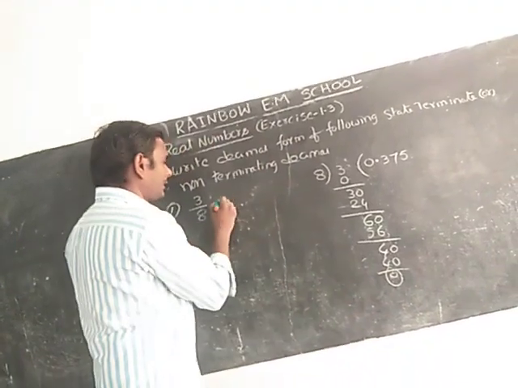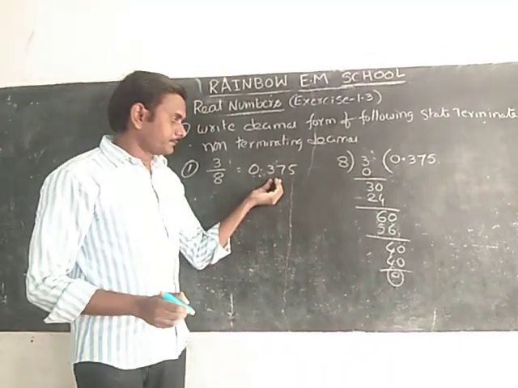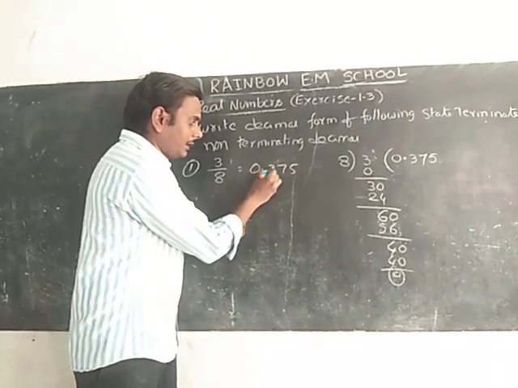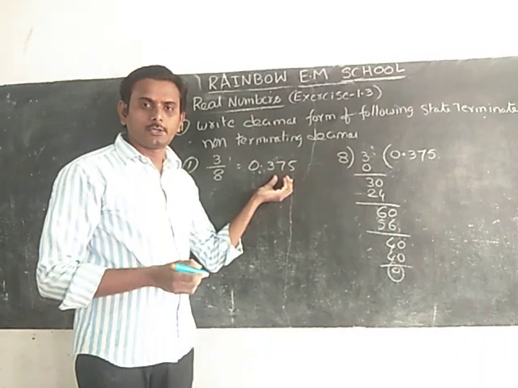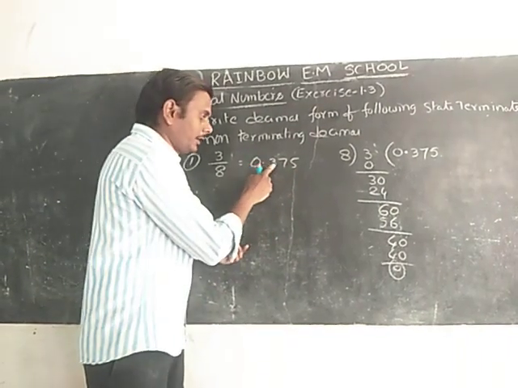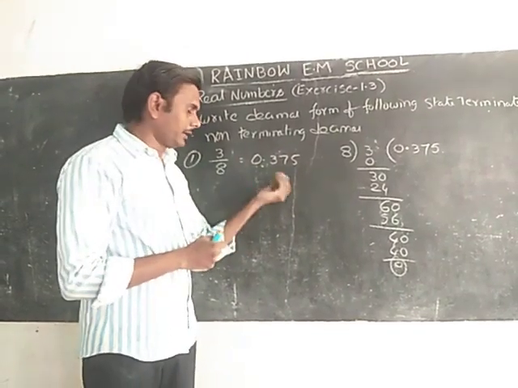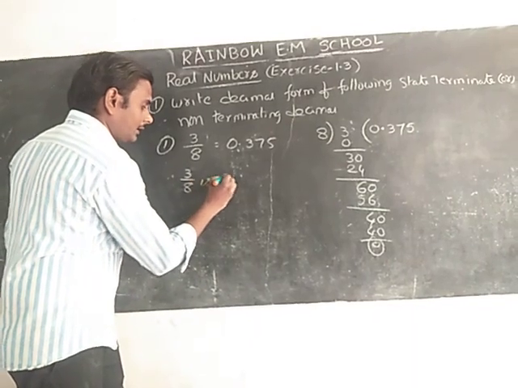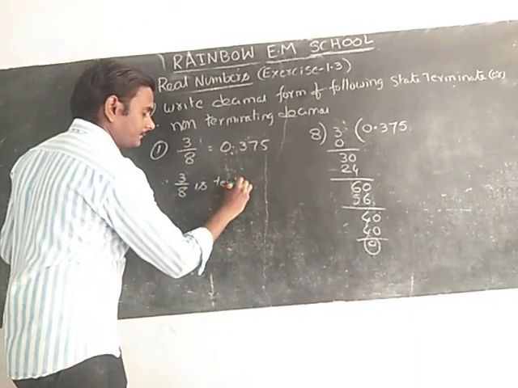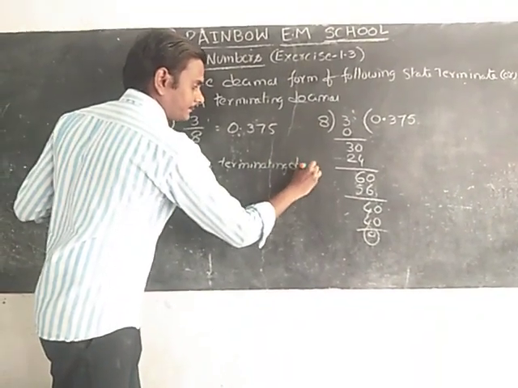What is the decimal form for this one? 0.375. What is the decimal part here? 375. These are finite decimals. We can count only 1, 2, 3 digits after the point. We can say 3 by 8 is a terminating decimal.